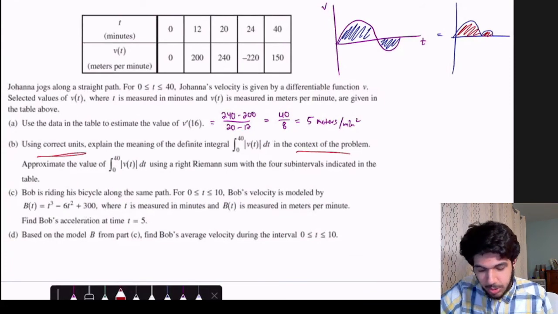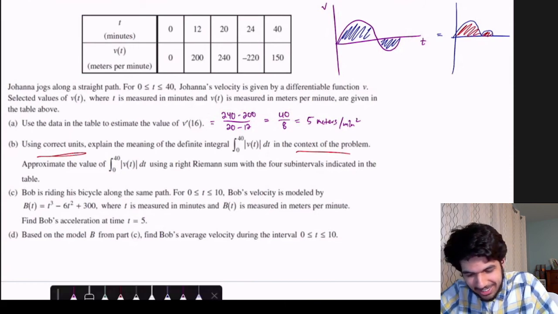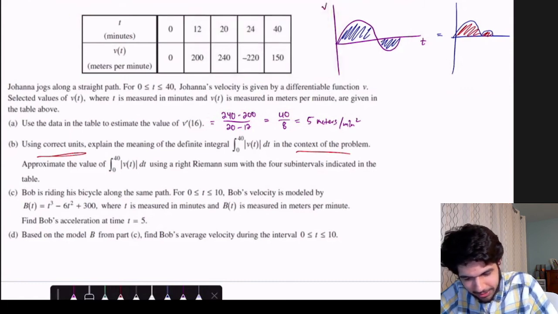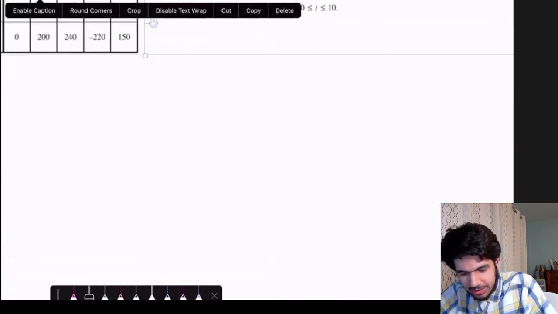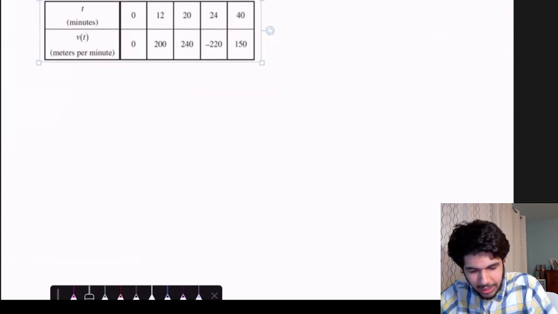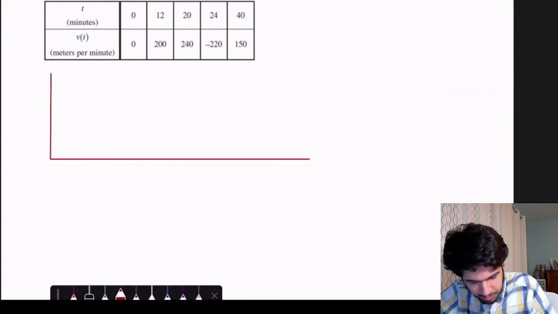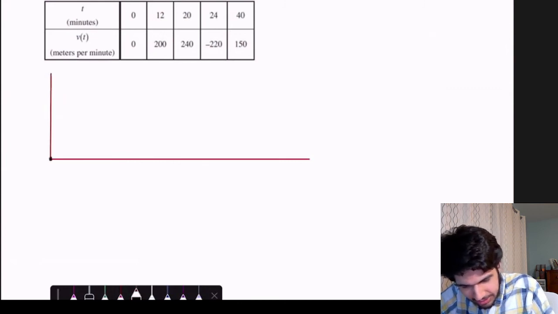And then it asks us to approximate that value using a right Riemann sum with the 4 subintervals indicated in the table. Golly, Riemann sums, that's been a while. So let's copy this. Let me do it a different way. Copy, okay. So for Riemann sums, I always like to draw things out. So we have like, this is one axis, and then we have a data point at (0, 0). We have something at (12, 200). We have (20, 240), so that's somewhere here.